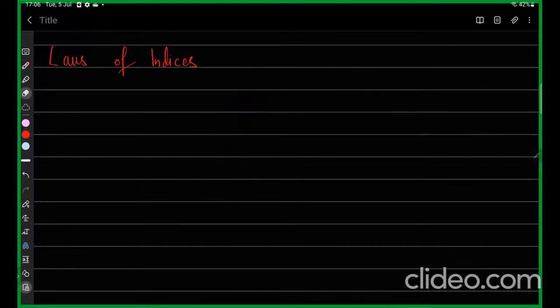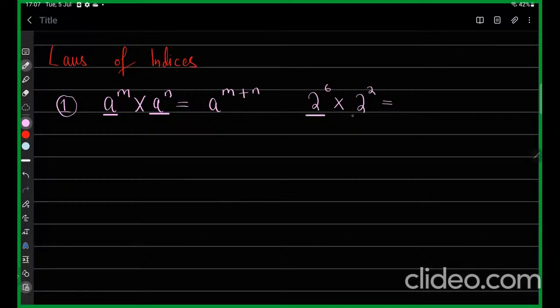That's simple, it's easy, and it would get even clearer when we talk about the questions. So law number one. We have multiple laws. Let's just talk about the first one. The first one says a power m multiplied by a power n is going to give you a power m plus n. We have two bases and both the bases are same. We are multiplying the two numbers, so powers are added. For example, let's say I have 2 power 6 and it is being multiplied by 2 power 2. Both the bases are same. When bases are same, powers are added. It would become 6 plus 2 and it would be 2 power 8. This is the first law.